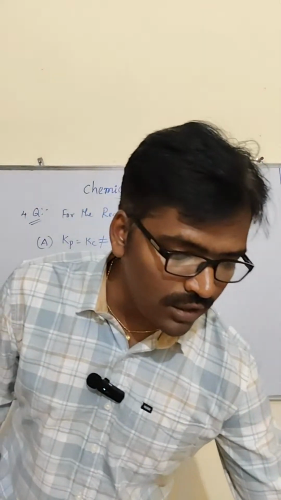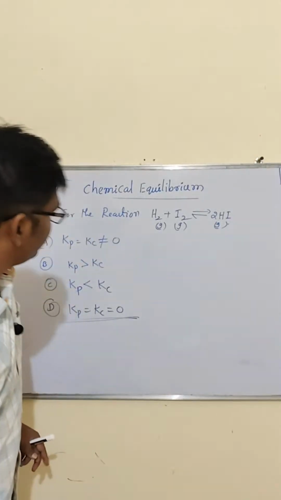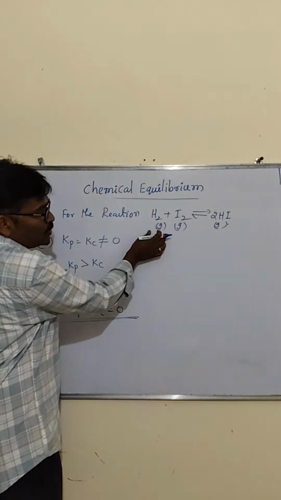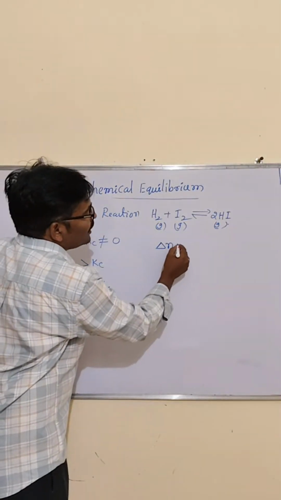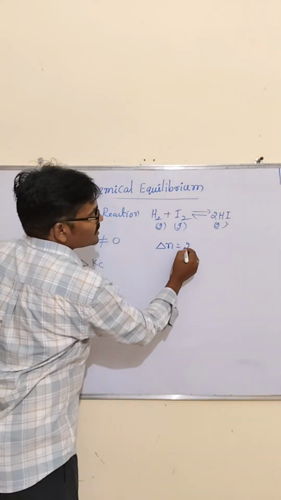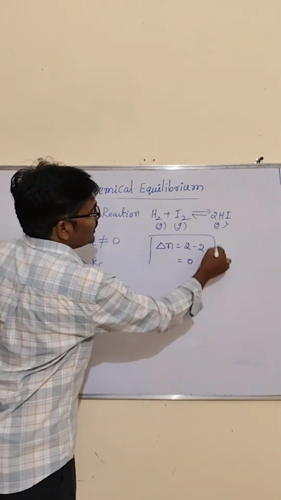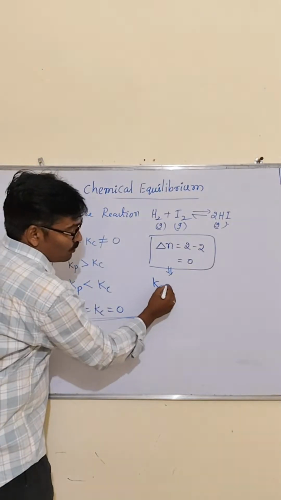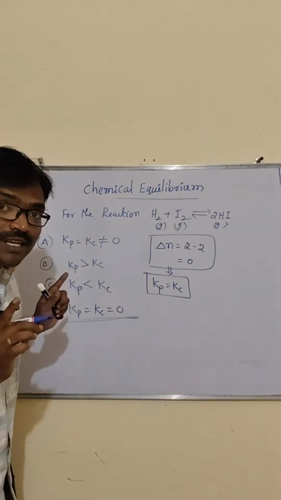Look, my dear students, observe the question carefully. Here H2 plus I2 gives rise to 2HI. For this, delta n, the number of moles of products minus the number of moles of reactants, you can get 0. Already I told, wherever the delta n value is 0, Kp equals Kc.